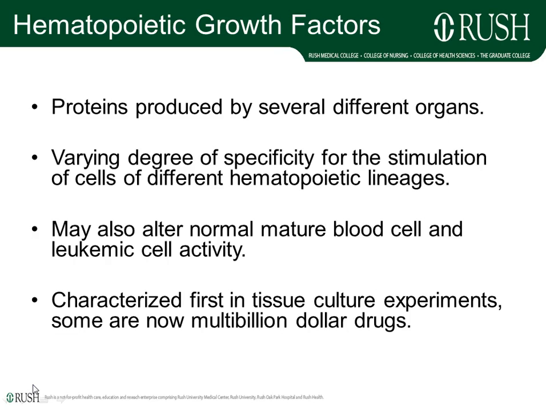So what are these hematopoietic growth factors? Well, specifically, they're proteins produced by several different organs. One example would be in the liver. They have a varying degree of specificity for the stimulation of cells in different hematopoietic lineages. They can alter normal mature blood cell activities, and they were characterized first in those tissue culture experiments which I described earlier, and some of them have been developed into very profitable drugs.